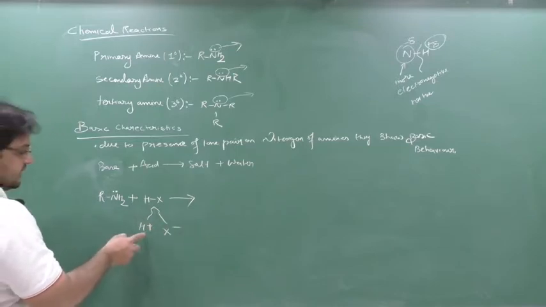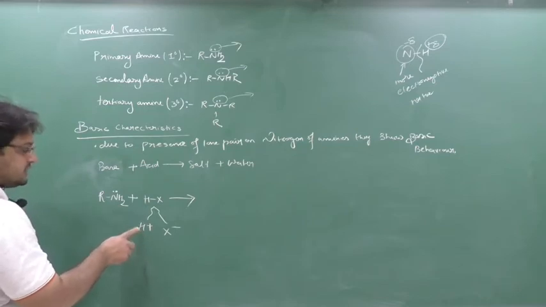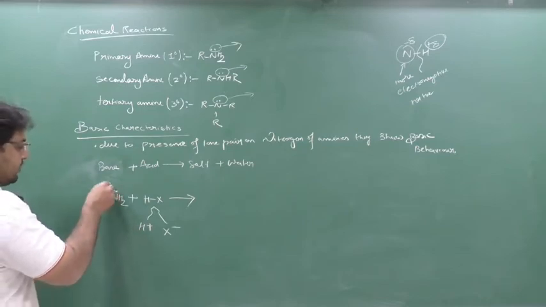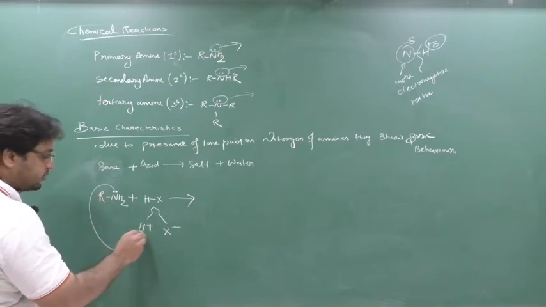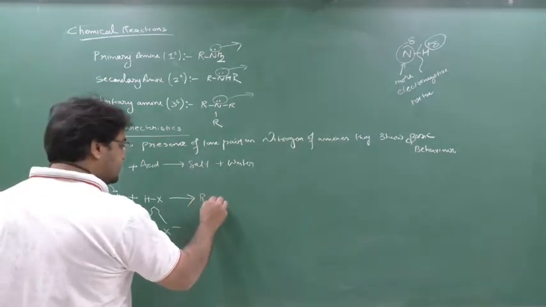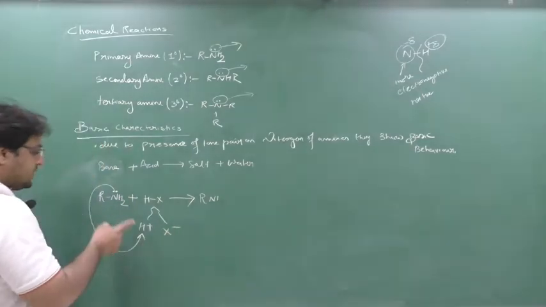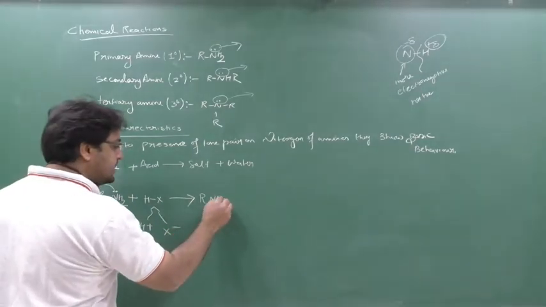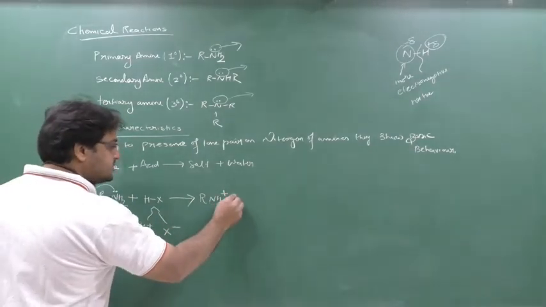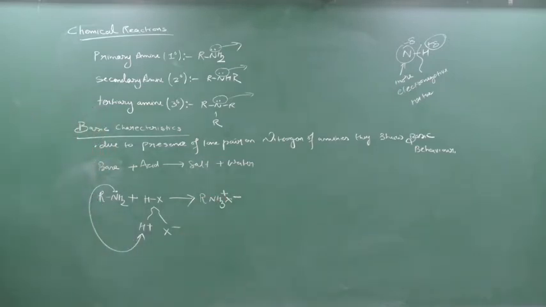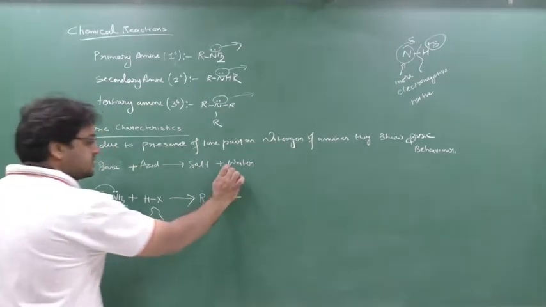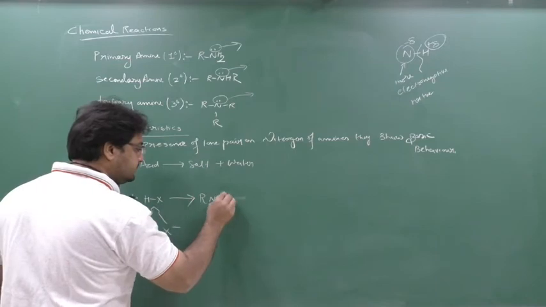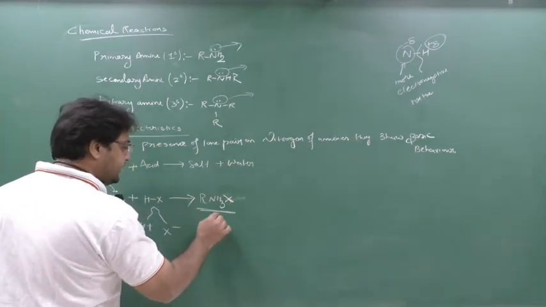This H plus has zero electrons, so it wants to make a bond and requires a lone pair. So this nitrogen will donate its lone pair to this hydrogen. RNH2 accepts one hydrogen, so there will be RNH3 plus and X minus. This is known as a salt. Clear?